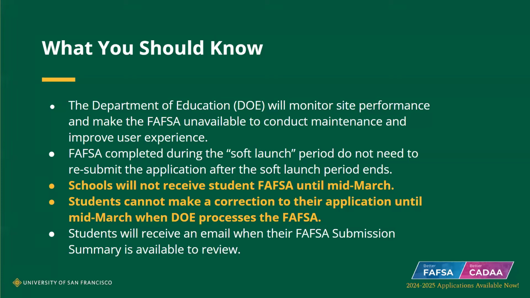Once you get your FAFSA, if you completed your FAFSA during the soft launch and you feel like you made an error, that's when you would go back and make a correction. But if you completed your FAFSA and you just haven't gotten confirmation yet, or it's not been processed yet, there isn't anything you need to do. And the next part is what makes it difficult for us to assist right now: we will not receive your FAFSAs until March, in mid to late March.